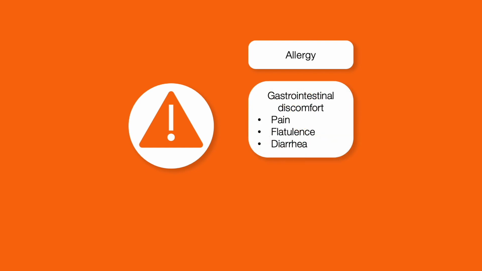Dietary fiber can have adverse effects on certain people because it can induce allergy, produce gastrointestinal discomfort such as pain, flatulence, or diarrhea, and it can also have an anti-nutrient effect by hindering the absorption of nutrients such as vitamins and minerals, or even hinder the absorption of some medications.